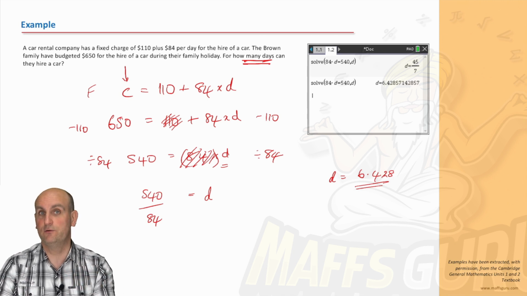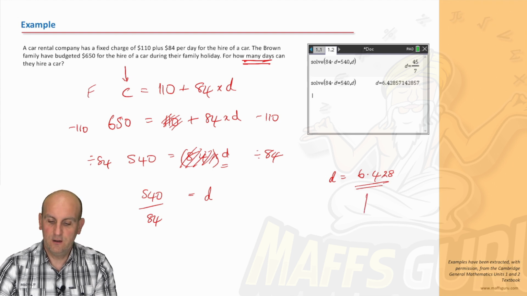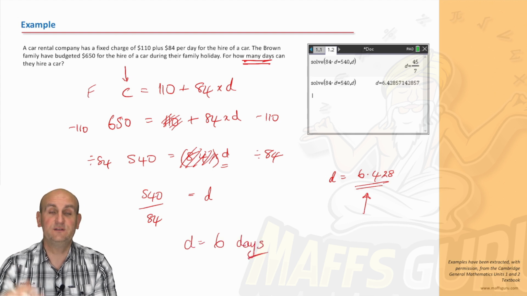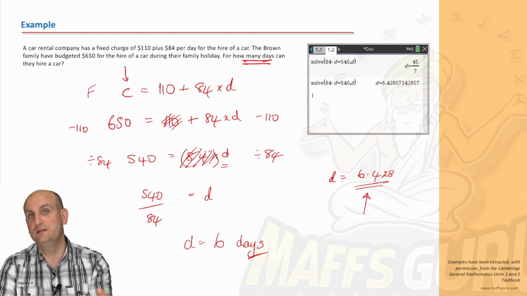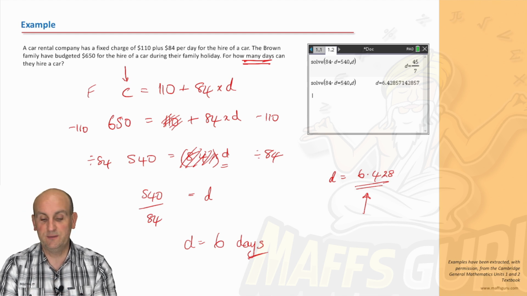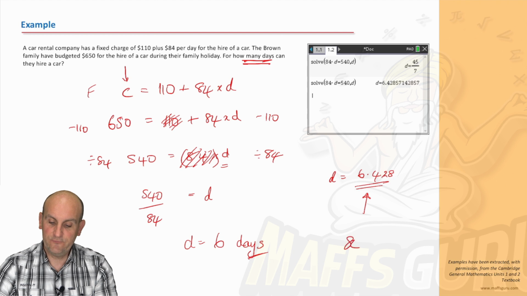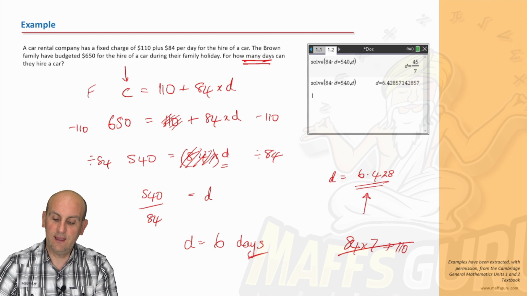Because they've got $650, they don't have to spend it all. And in that situation, they can actually afford the car for only 6 days. If they tried to take it for 7 days, it would blow out their budget, because they wouldn't have enough money to be able to do that. Because if you did 84 times 7 plus 110, you are going to get way more than $650. So they wouldn't be able to afford the car for the 7th day.